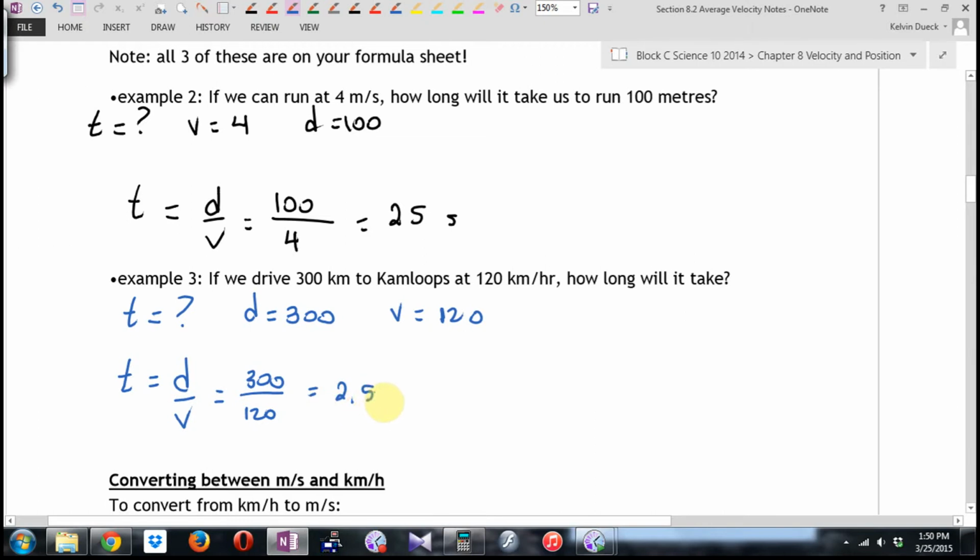2.5 what? Seconds? How do you know hours? Because they said kilometers per hour. Okay, there's your hint.